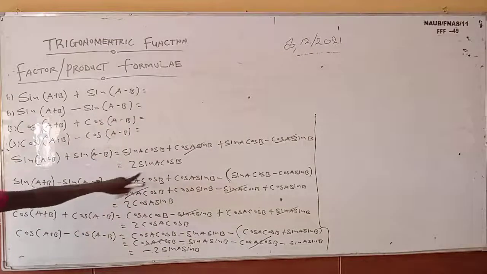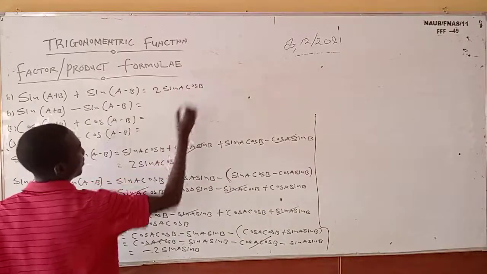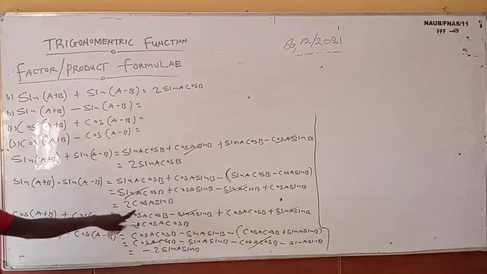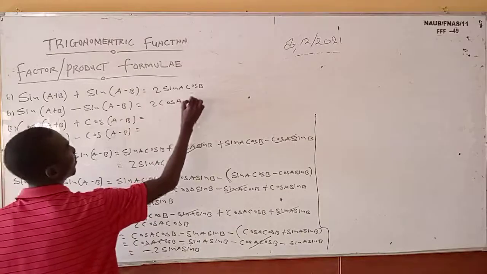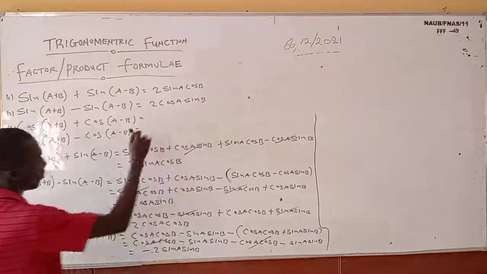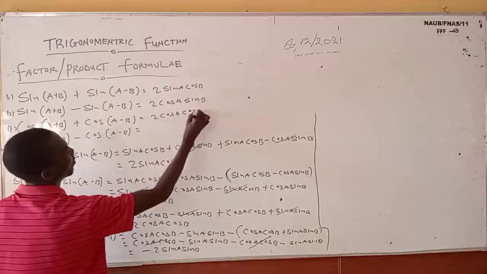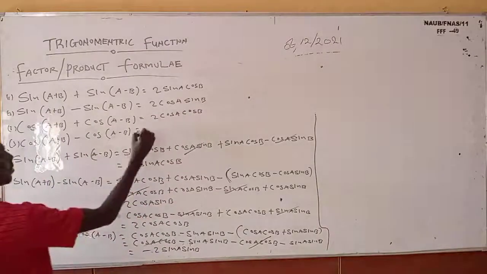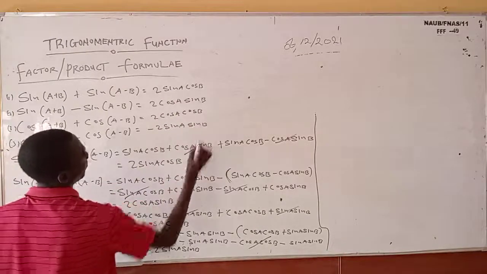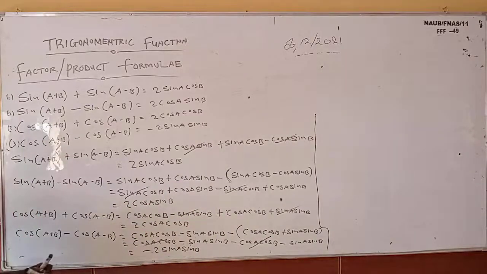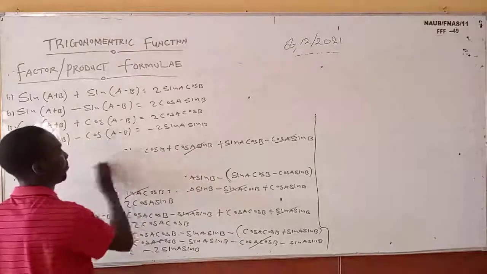For number 1, the answer I got was what? 2 sine A cos B. For number 2, the answer was what? 2 cos A sine B. For number 3, the answer was what? 2 cos A cos B. And the last but not the least is what? Minus 2 sine A sine B. Hope you get this. So now I can clean this part. So we'll talk about the next step.